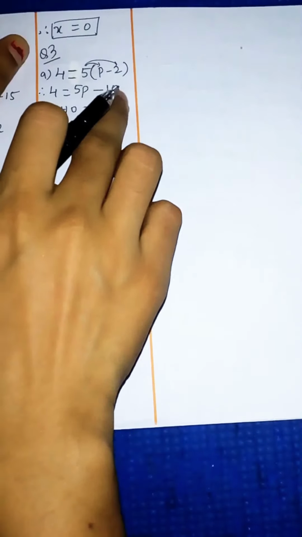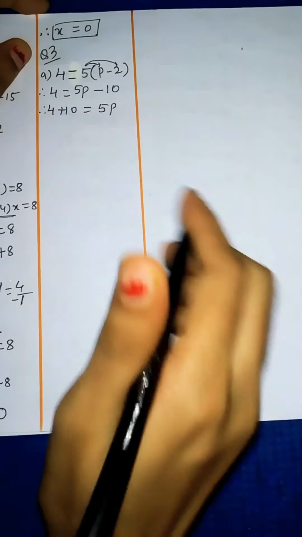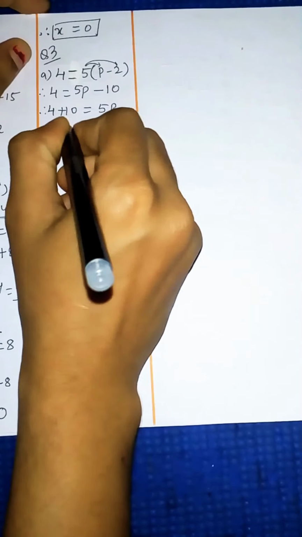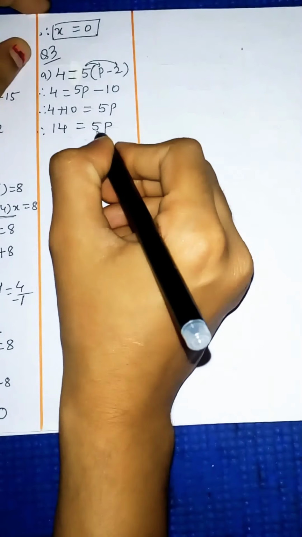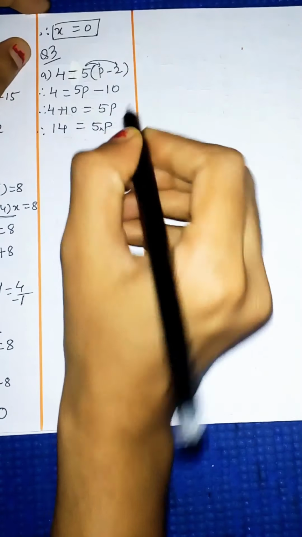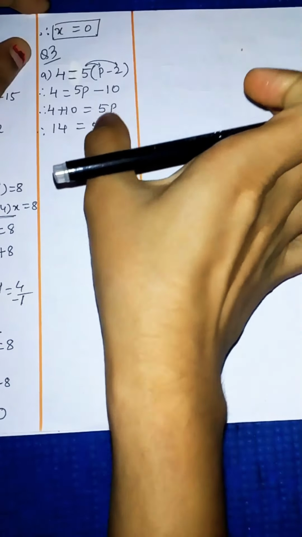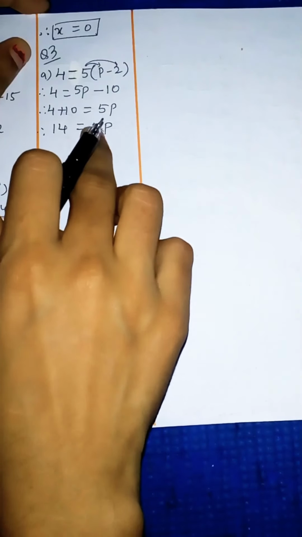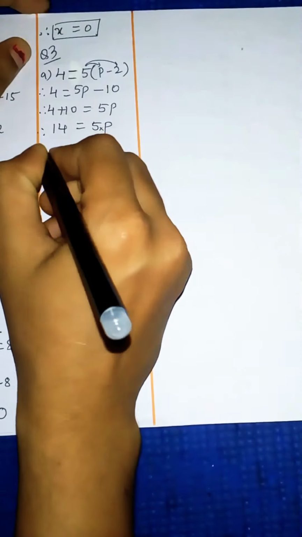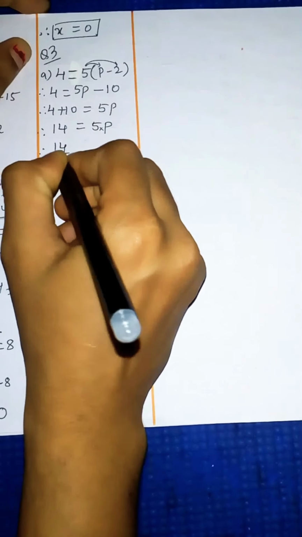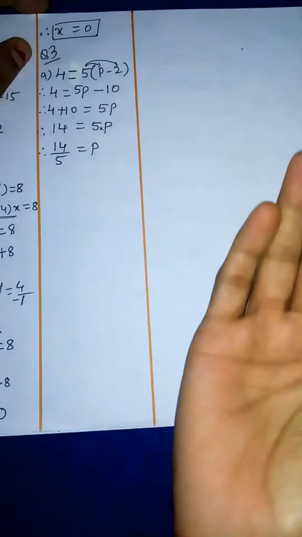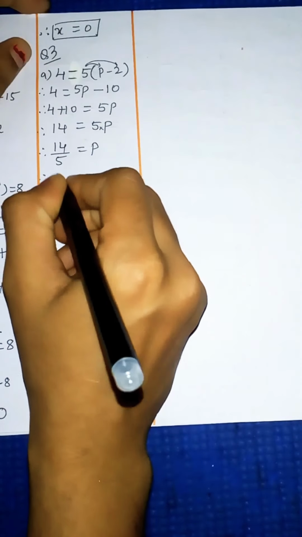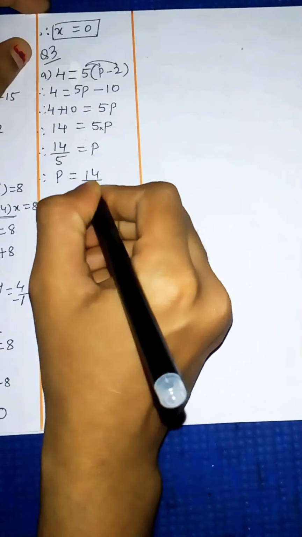So this side it will be 4 plus 10, and this side it will be 5p. Okay, so this 10 now we are taking this side with 4. So 4 plus 10 is 14, and this side it will be 5p. Now 5p means 5 into p. We want p. So 5 should be removed again. So this 5 we have to take it in the denominator. So 14 upon 5 equal to p, or you can write it that p equal to 14 upon 5.